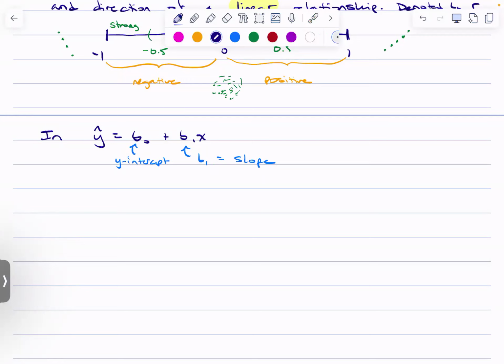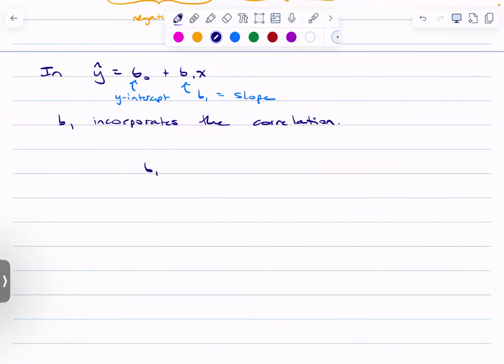And so in this equation, b1 incorporates the correlation. And so b1 is going to be, I think they have it in this order. S. I'm trying to remember if she writes the r on the, I feel like she does it opposite of me.